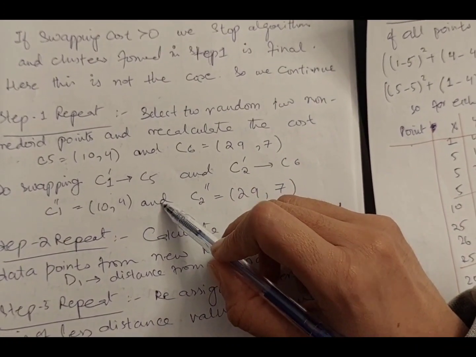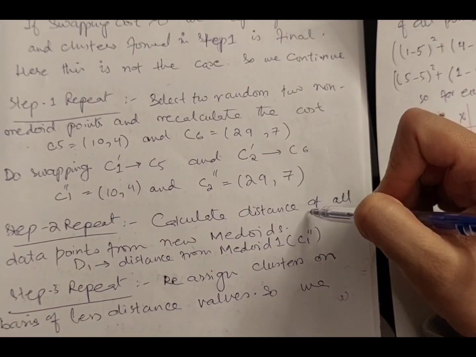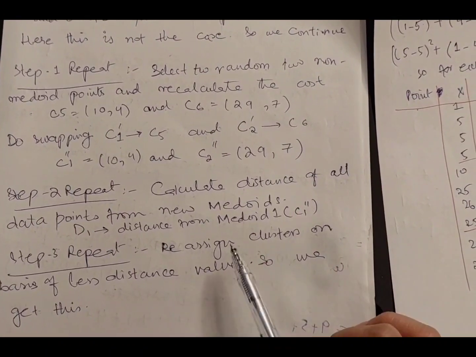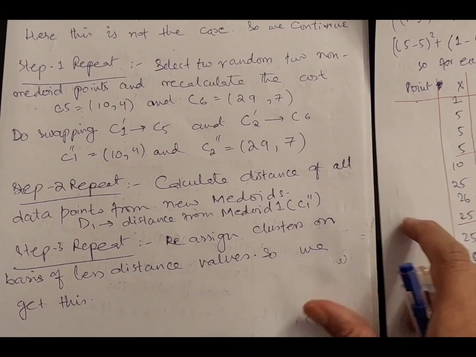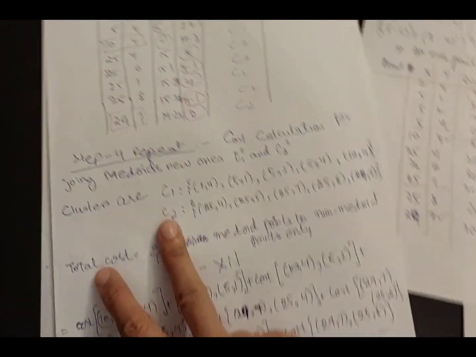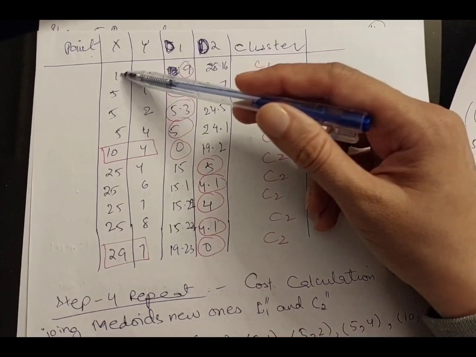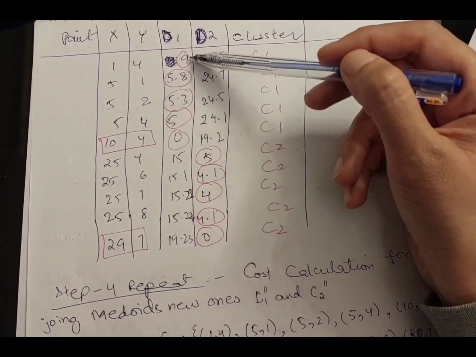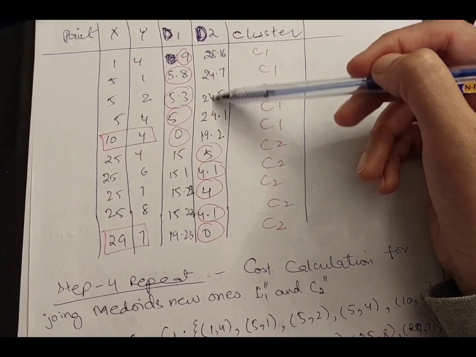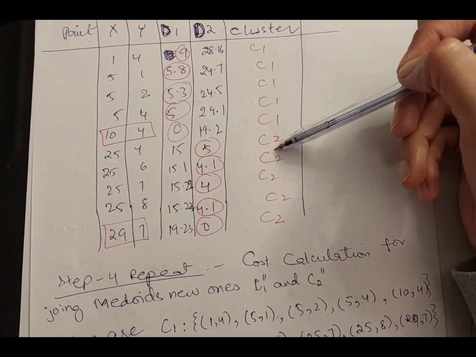So after swapping we will calculate the distance of all the data points from the new medoids, and then we will repeat step number 3 and we will reassign the clusters on the basis of smaller distance values. So what we will get out of this is these are the distances of all the data points from the first medoid, and these are the distances from the second medoid, and on the basis of smaller distances we assign them the clusters.